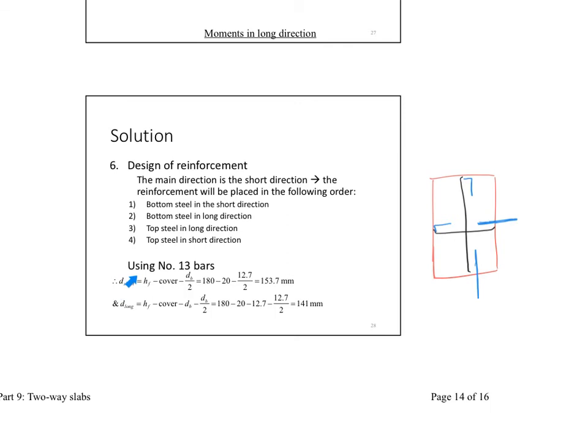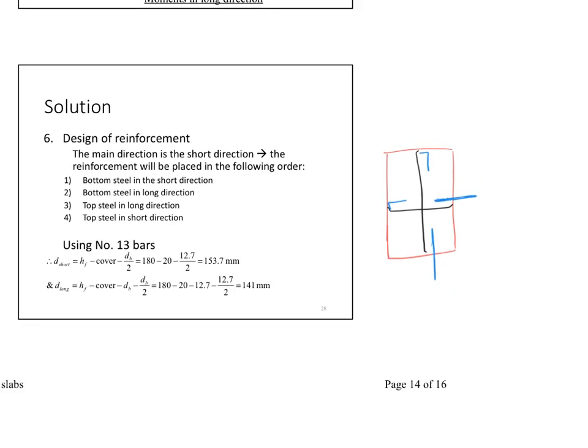And then we're going to use number 13 bars. So to use number 13 bars, we have to think about our D. What is the depth of my slab? And then there are two different depths. The first one is for the short direction, and let me explain how this works. In the short direction, if I'm looking at the slab from this side, I'm going to see my bars in the short direction laying out this way.